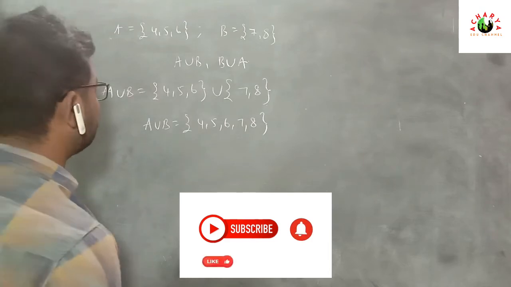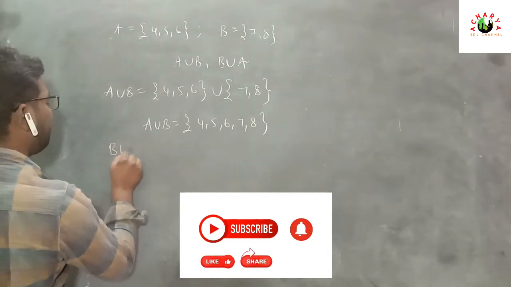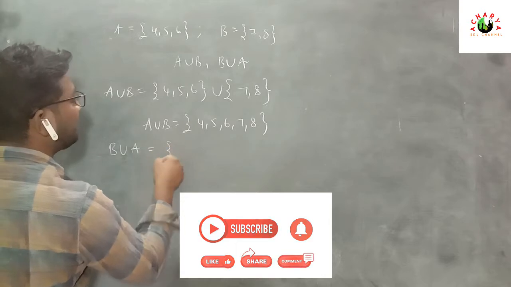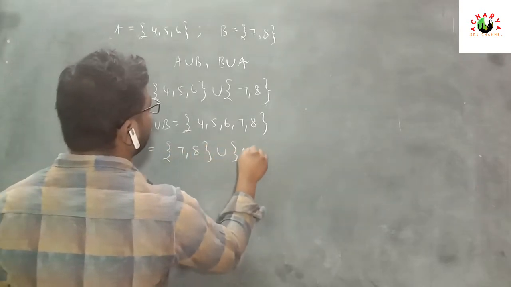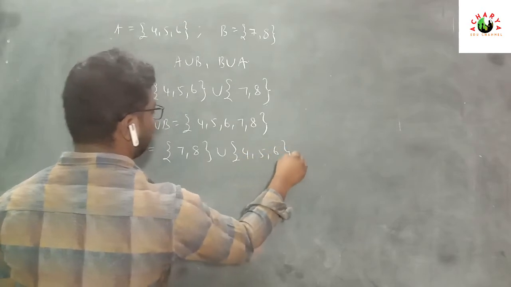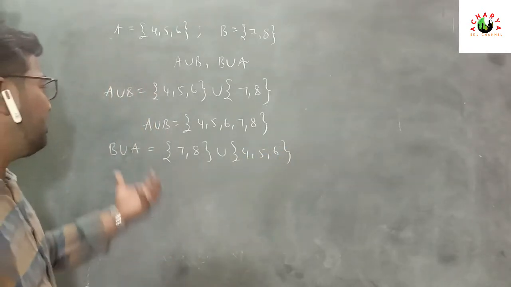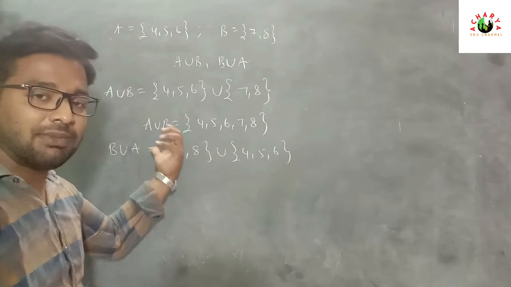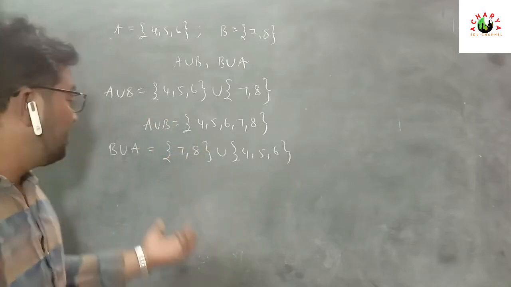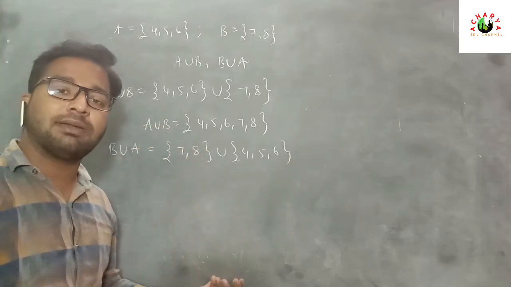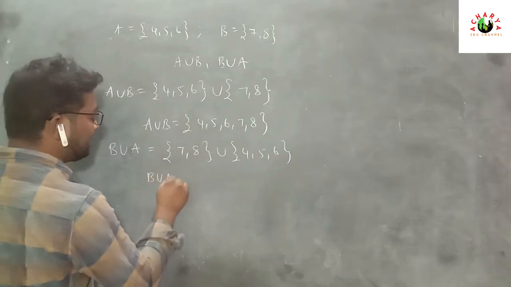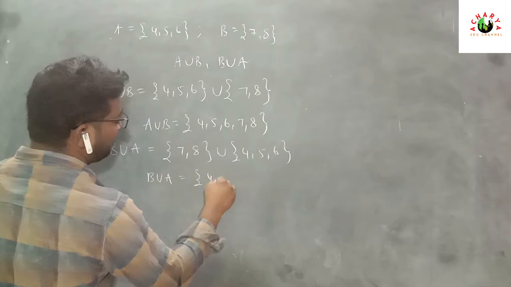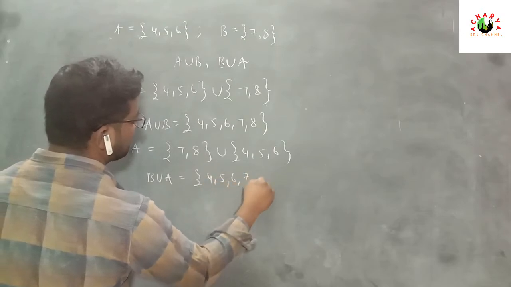Okay. Next, coming to B union A. B union A is equal to {7, 8} union {4, 5, 6}. Here also we combine the elements of B set and A set. So B union A is equal to what? {4, 5, 6, 7, 8}.